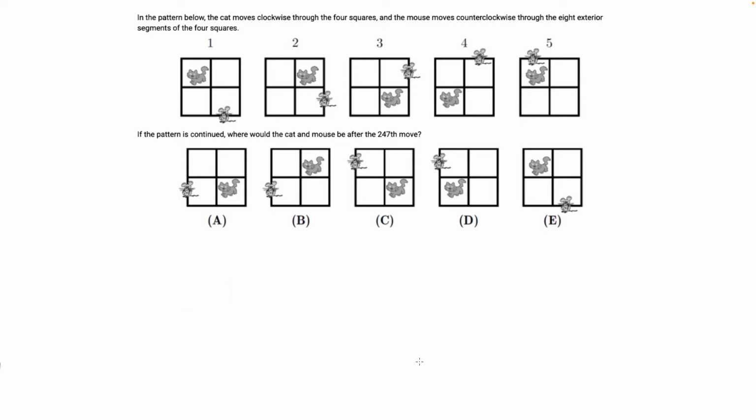The cat moves clockwise through the 4 squares and the mouse moves counterclockwise through the 8 exterior segments of the 4 squares. If the pattern is continued, where would the cat and mouse be after the 247th move?